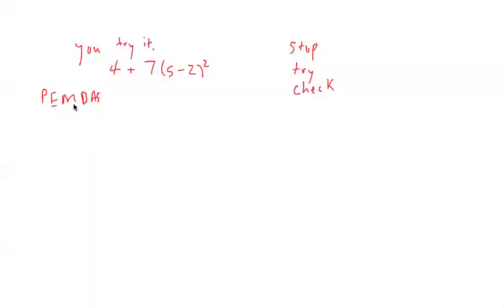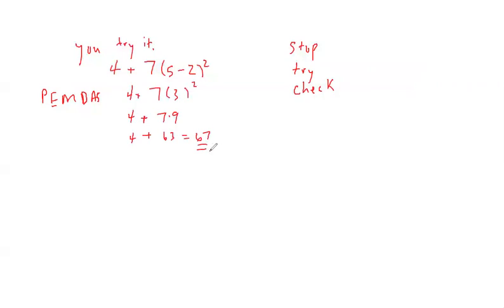Okay, and once again, using the PEMDAS, we start out with parentheses first. So we have 4 plus 7 times 3 squared. Then we do the exponent. So we have 4 plus 7 times 9. 7 times 9 is 63. 4 plus 63 is 67. And there's our answer that you should have got.